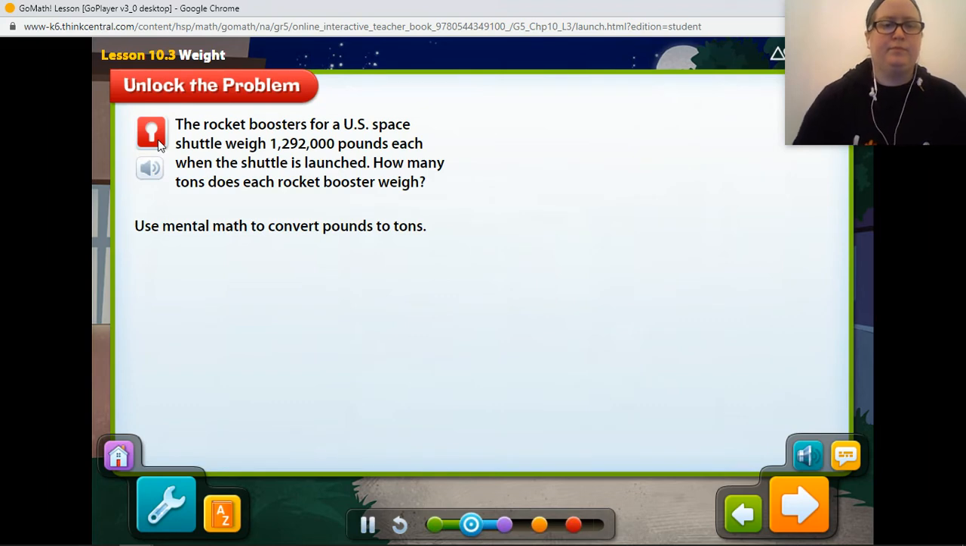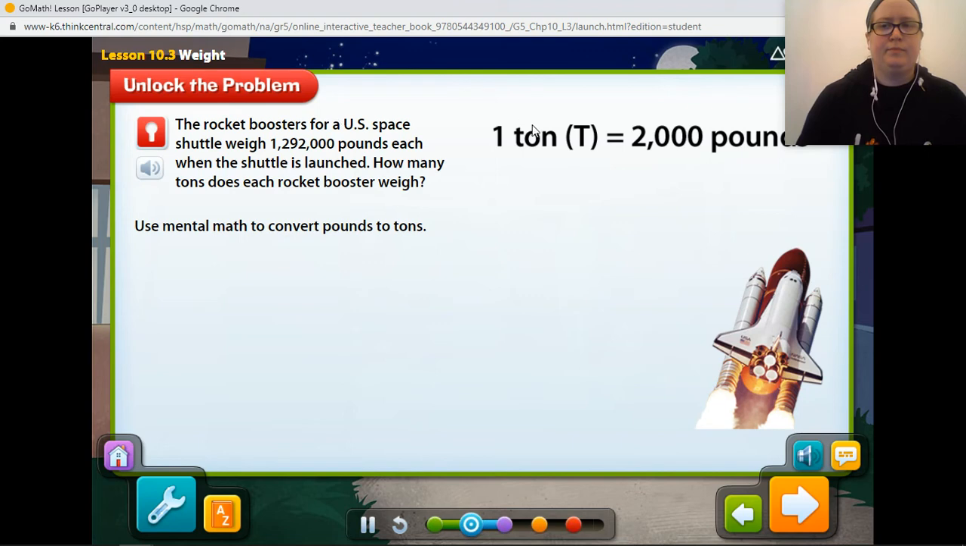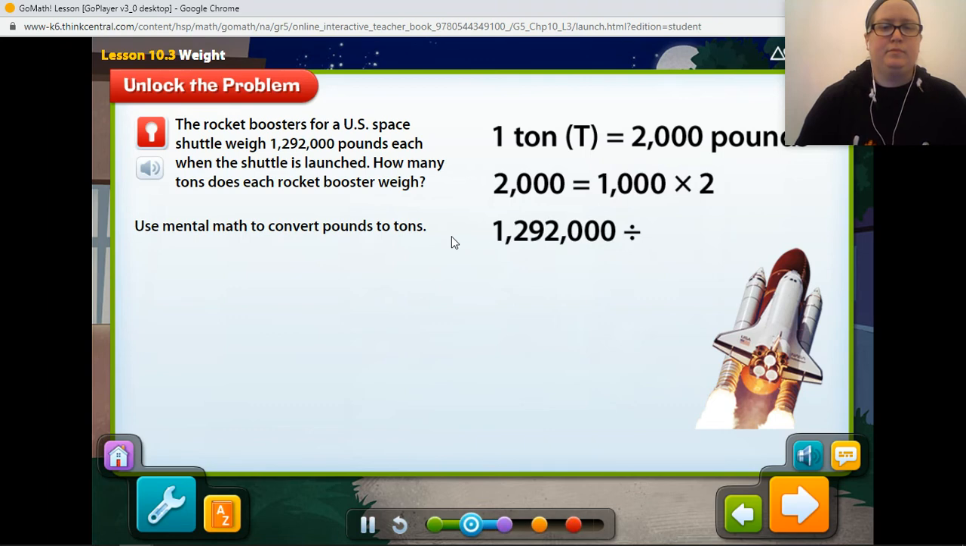Use mental math to convert pounds to tons. You know that 1 ton equals 2,000 pounds. Now think about how you can break 2,000 into 2 numbers that are easy to divide mentally. You can break 2,000 into 2 factors, 1,000 and 2. Which of your 2 factors should you use to mentally divide 1,292,000 pounds?